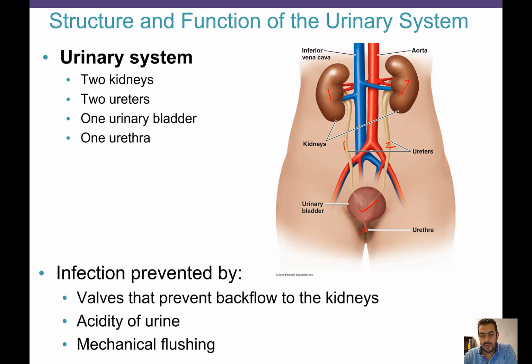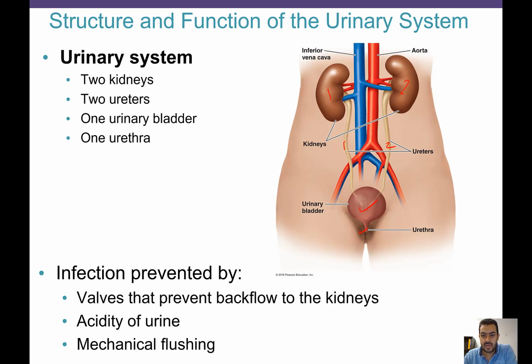Infection is prevented by, and this is what we have followed in all the previous lectures, giving an overview about the structure of the system, and then how the infection is normally prevented. So in the urine, number one, the urine is acidic, and this does not favor the growth of many organisms.